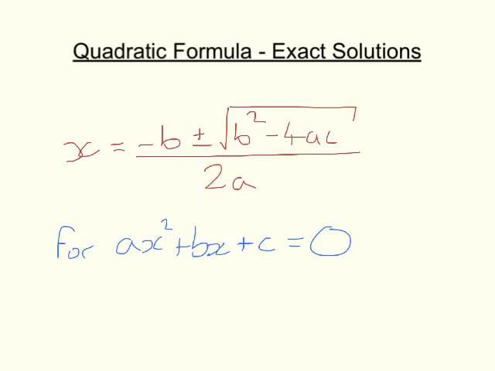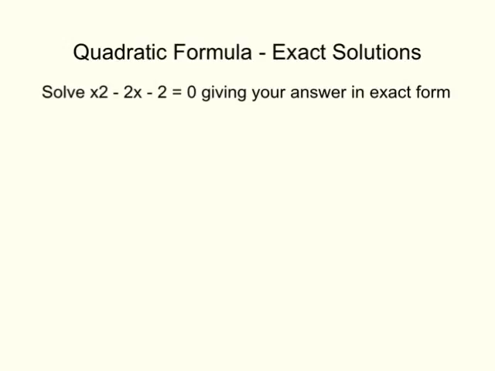So let's make use of this in solving some quadratics, and we're going to do it giving an exact solution for our quadratic equations. So in this first example, we're asked to solve this quadratic here, giving our answer in exact form. So first of all, we need to identify a, b and c. Now a is the coefficient of x squared, which is 1. b is the coefficient of x, which is minus 2. And c is the number by itself, which is minus 2.